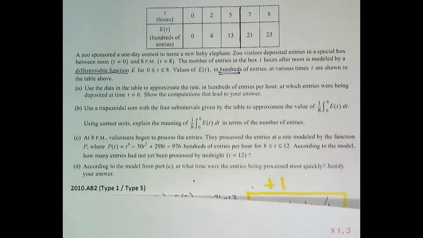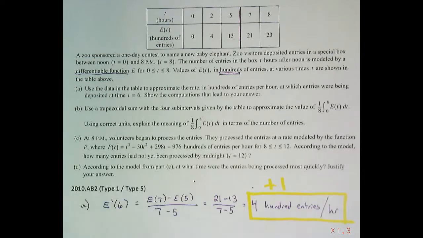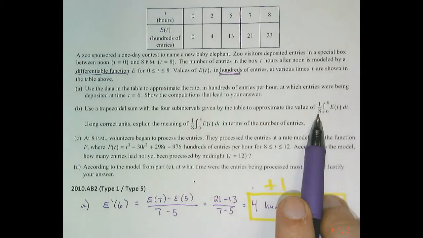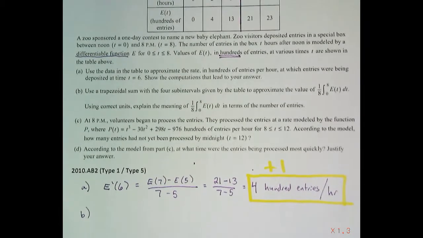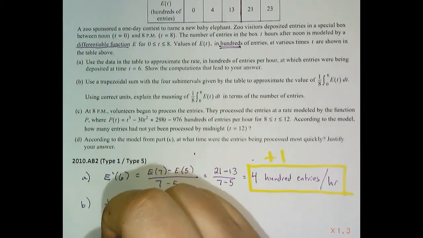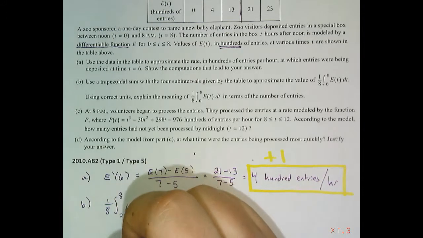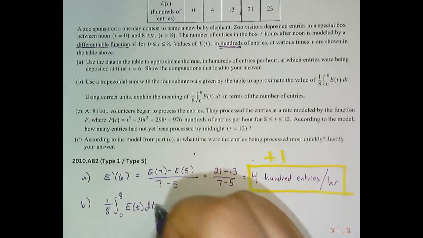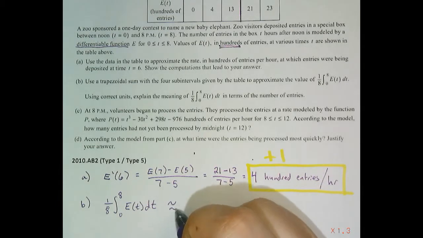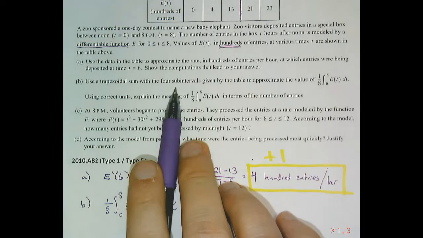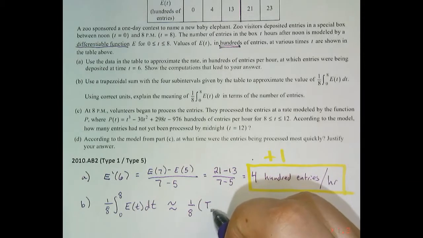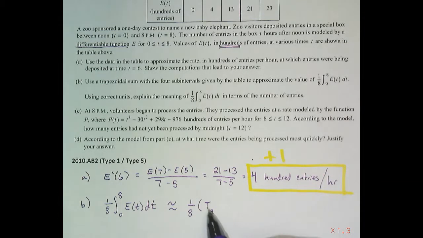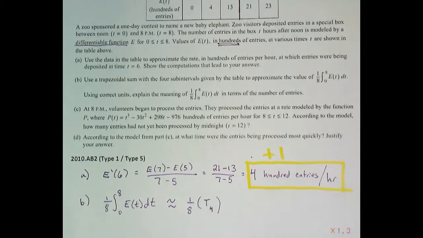Okay, going on to part B. Part B says, use a trapezoid sum with 4 subintervals to approximate the value of 1/8 integral 0 to 8 of E of t. So we are trying to evaluate 1/8 integral 0 to 8 of E of t. And we're going to use the trapezoidal sum to do this, and it says 4 subintervals. So we're going to do 1/8 times our T sub 4 for that function. So trapezoidal sum of 4. So let's evaluate T of 4.